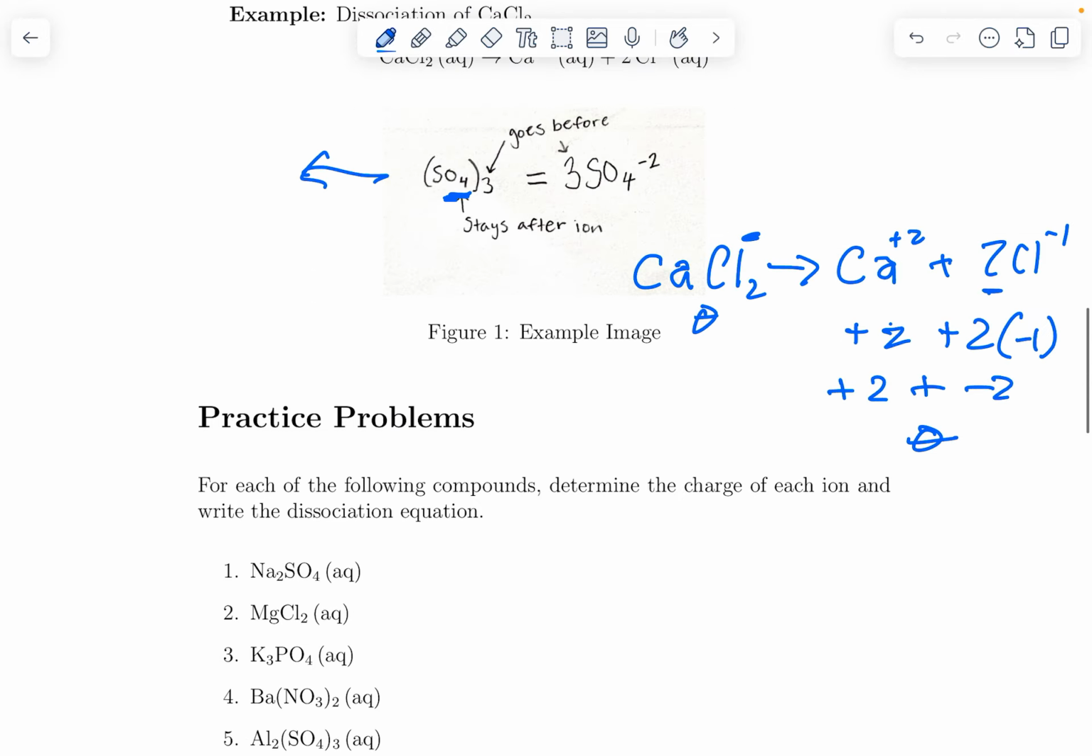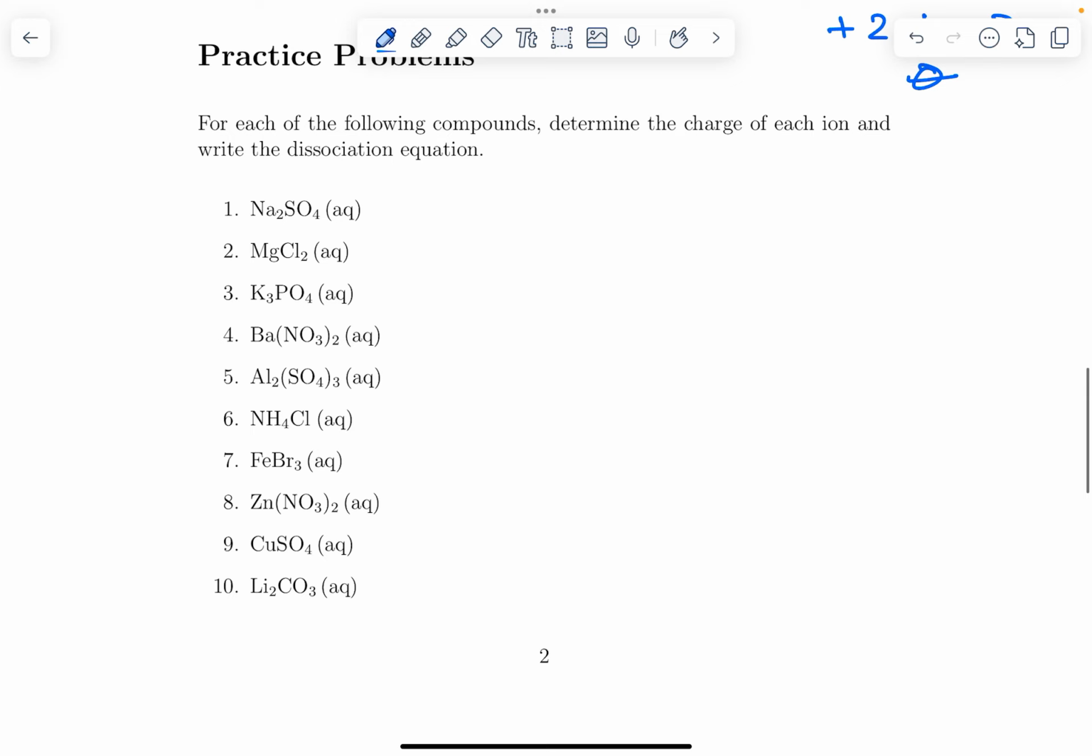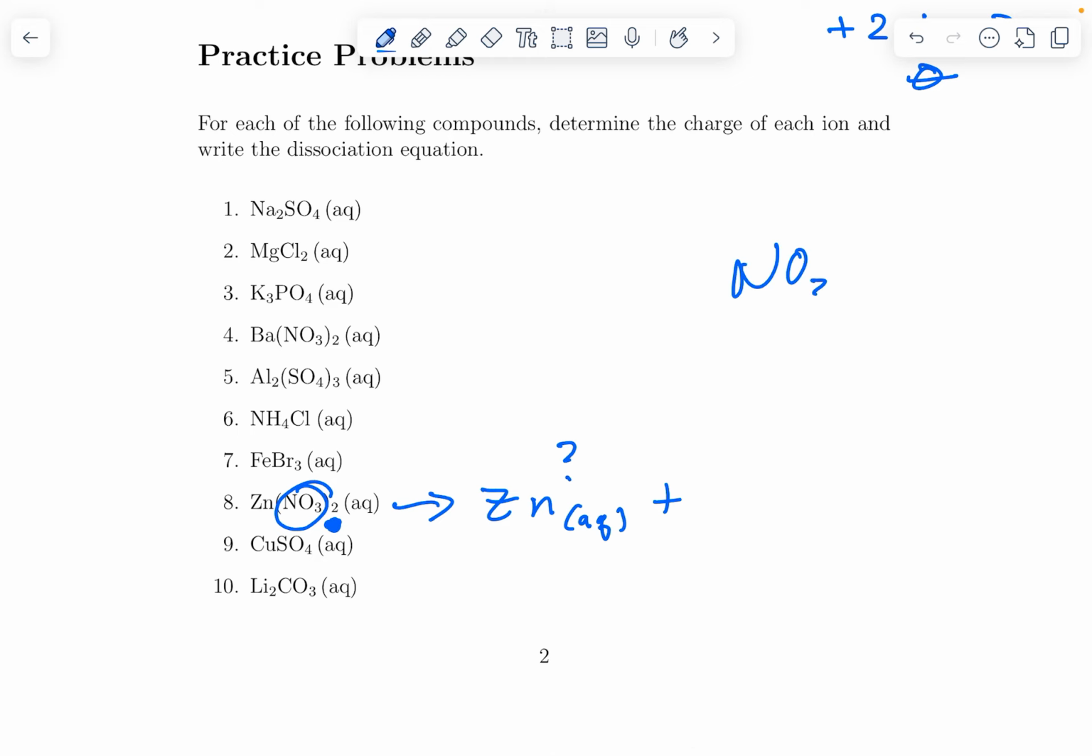I did sodium sulfate for you already. Let me do zinc nitrate, because that's a good one to show you what I mean. So zinc nitrate yields zinc aqueous. Now, because it's a transition metal, we don't know what the charge is. But we know that, remember, bring this out front, because these two whole things break up and go into the water as two separate nitrates. So you basically have NO3 twice, because there's two of them. That's what the parentheses mean.